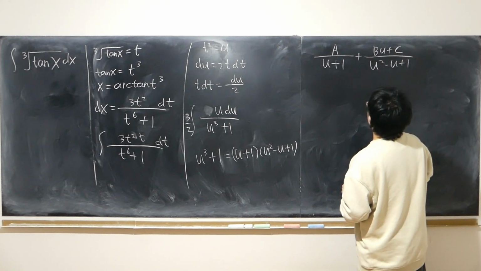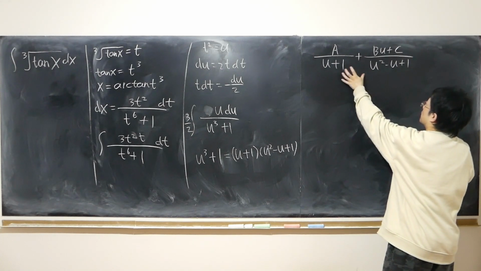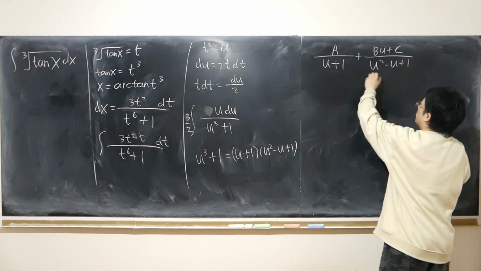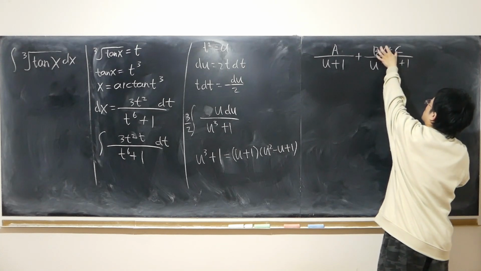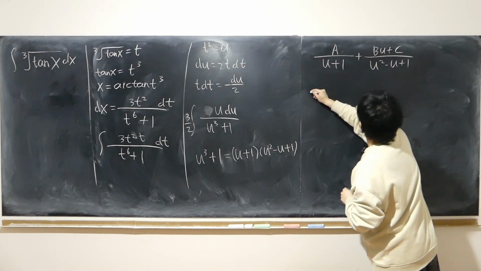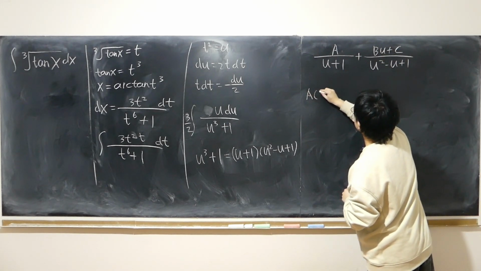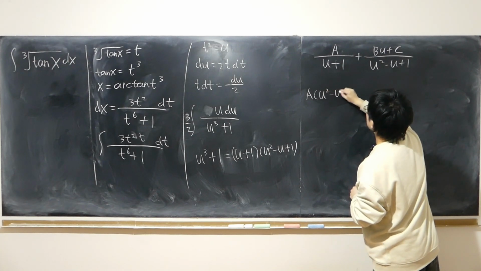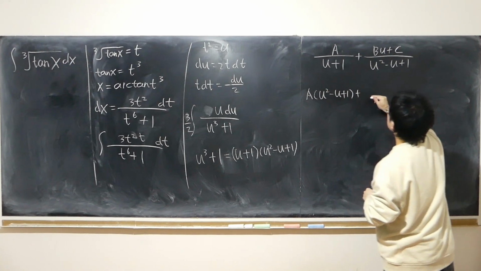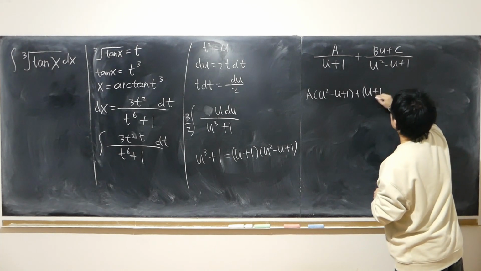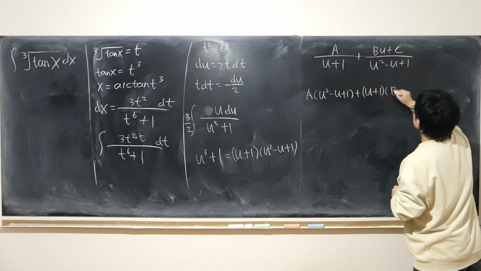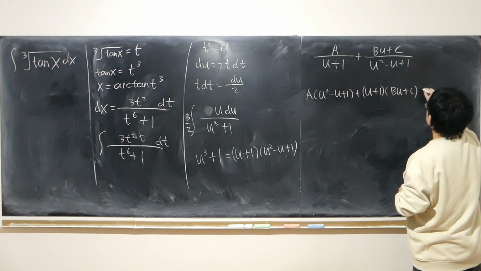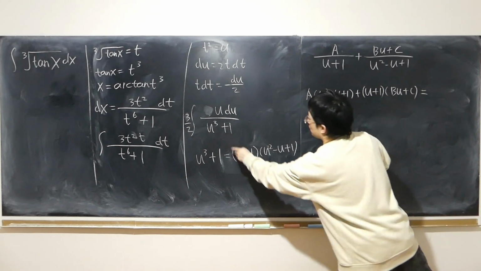I only look at the top. The common denominator is this times that, so the top becomes A times (u squared minus u plus 1) plus (u plus 1) times (Bu plus C), which is equal to just u.